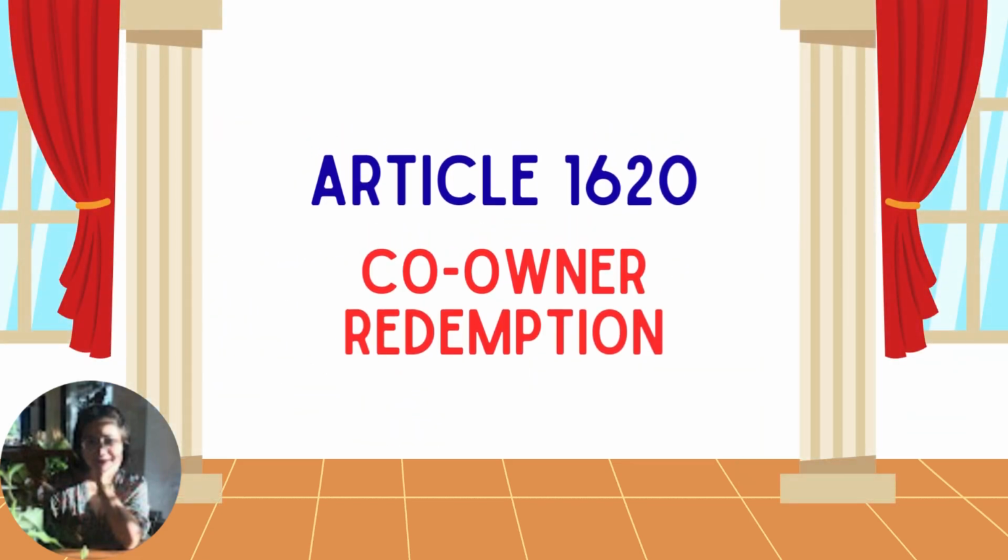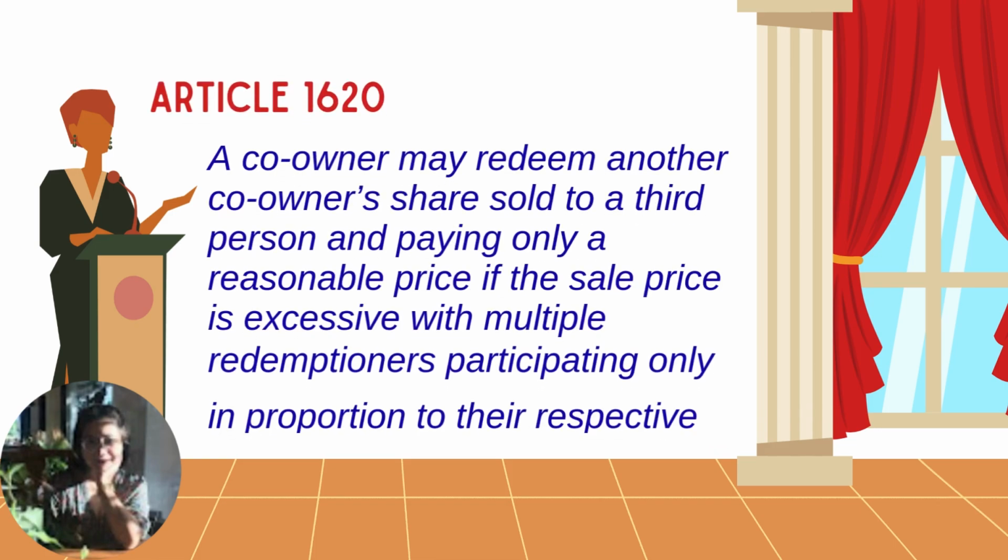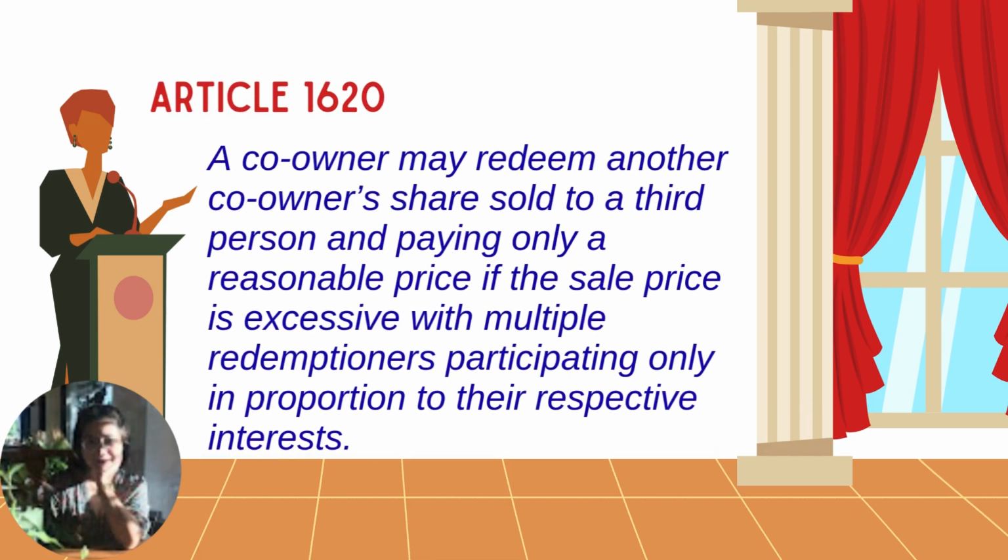Article 1620, Co-owner Redemption. A co-owner has the right of redemption if the share of another co-owner is sold to a third person. So if the sale price is grossly excessive, the redeeming co-owner only has to pay a reasonable price. If two or more co-owners want to exercise the right, they may only do so in proportion to their respective shares in the common property.